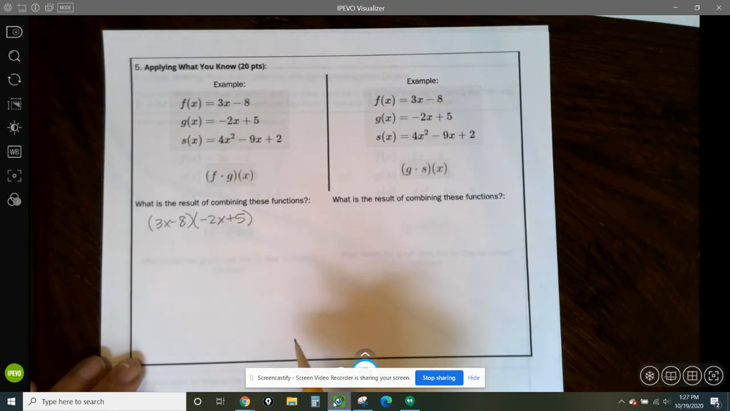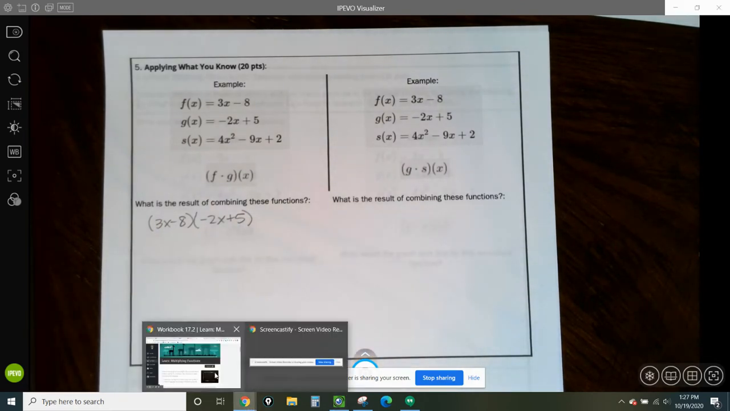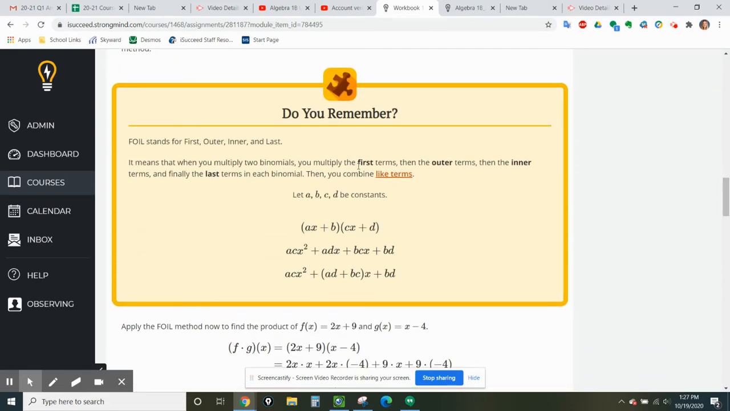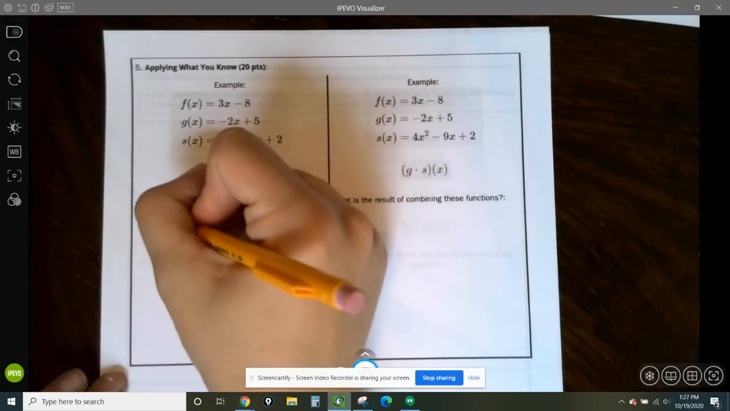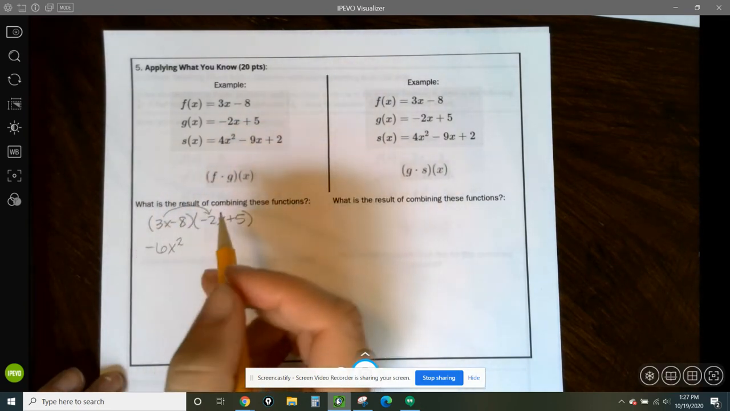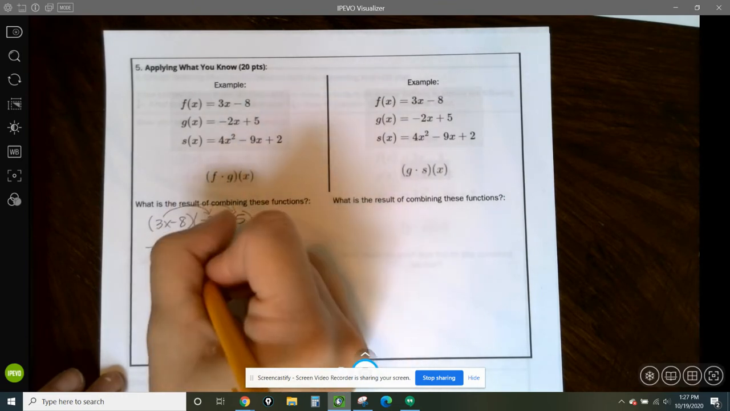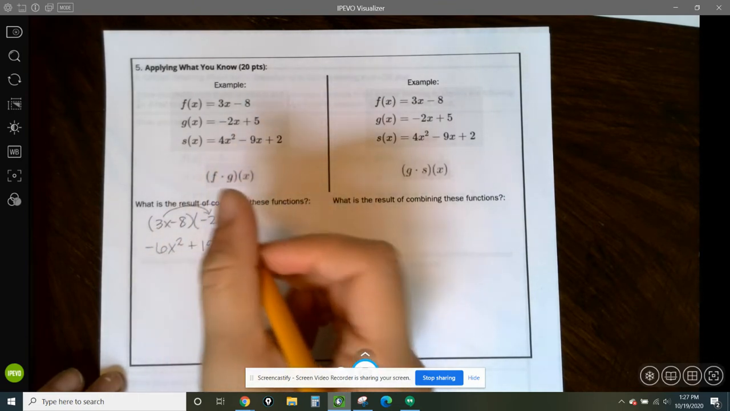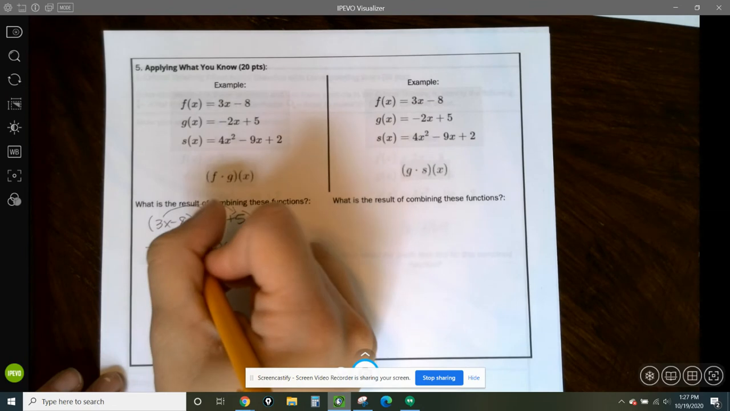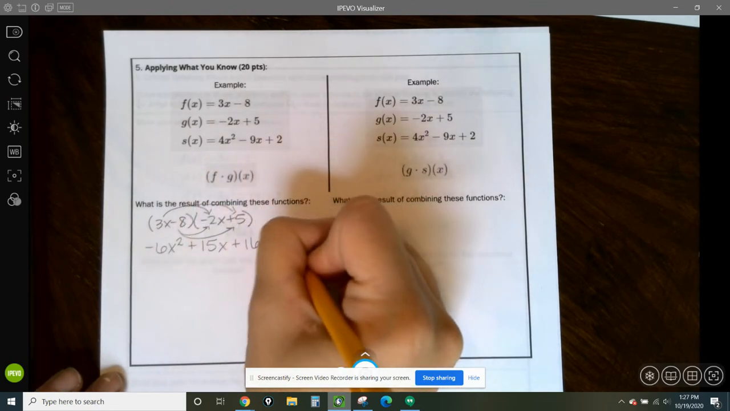So to do this, you should be using FOIL, and it says that again here in the lesson. If you forgot what FOIL is, right here, first, outer, inner, last. It's just the way that we distribute when we have two things that are being multiplied together that each have two terms. So hopefully you're familiar with FOIL here. So we're going to go 3x times negative 2x. So that's negative 6x squared. 3x times a positive 5 would be a positive 15x. And negative 8 times negative 2x would be positive 16x. Negative 8 times positive 5 is minus 40.